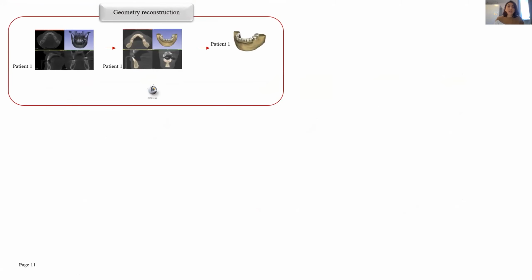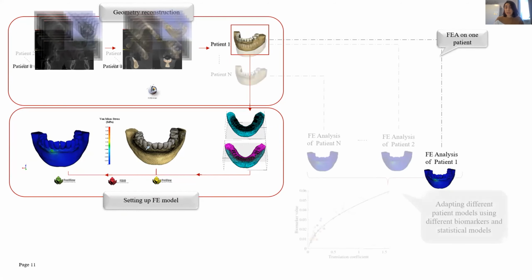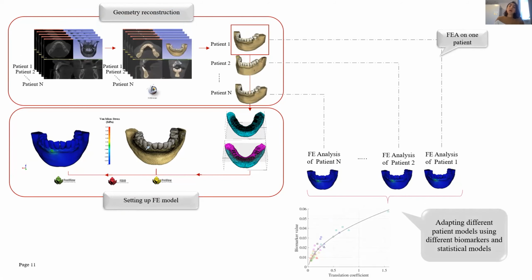So our pipeline can be summarized as follows. First, we obtain the patient-specific geometries, and then we set up the finite element problem for the patient. But we need to conduct this process for several patients. And finally, by adapting the biomechanical models of different patients, using some clinical biomarkers and statistical models, we prepare a generic model.